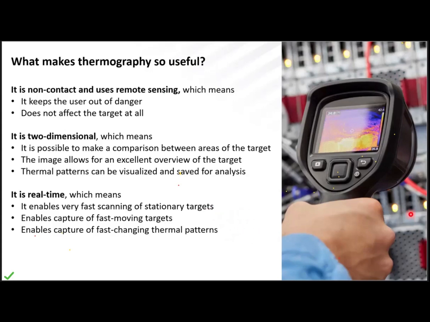Okay. And the third benefit is that it is a real-time technique, which means it enables very fast scanning of stationary targets. It enables capturing fast-moving targets. It enables capturing fast-changing thermal patterns and so on.